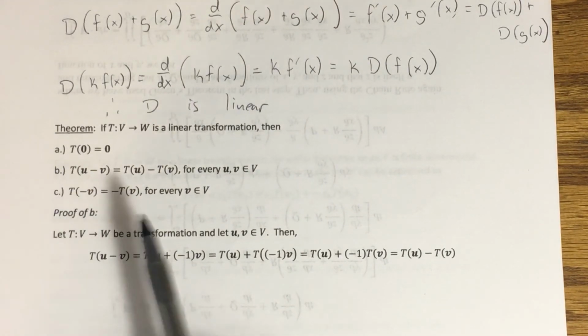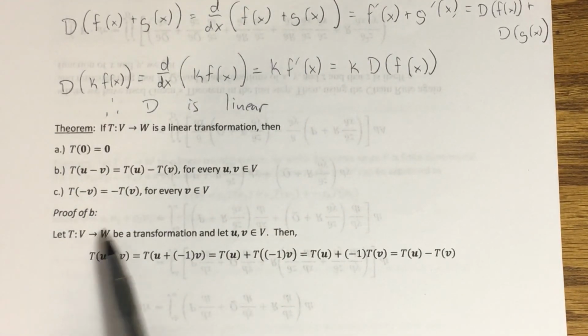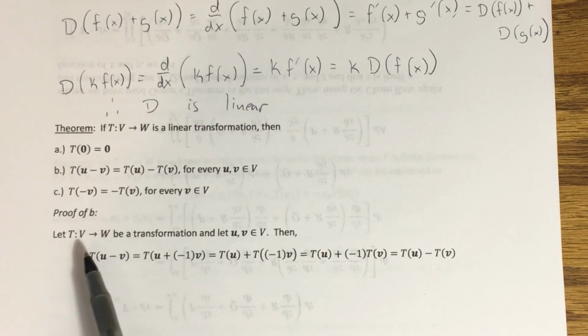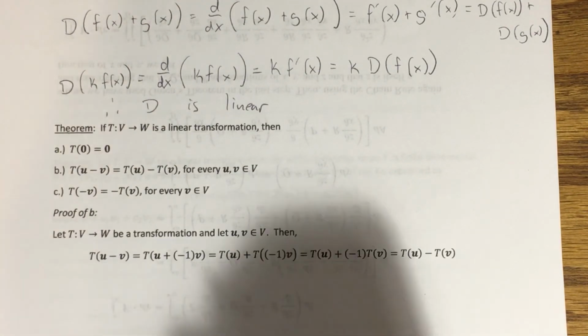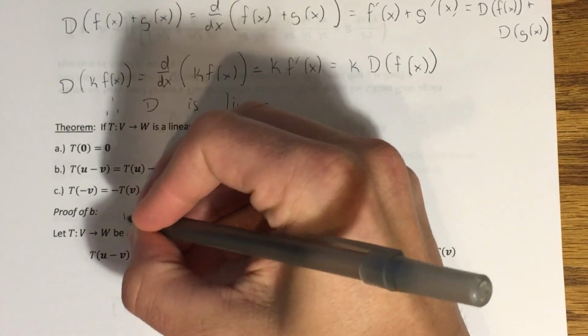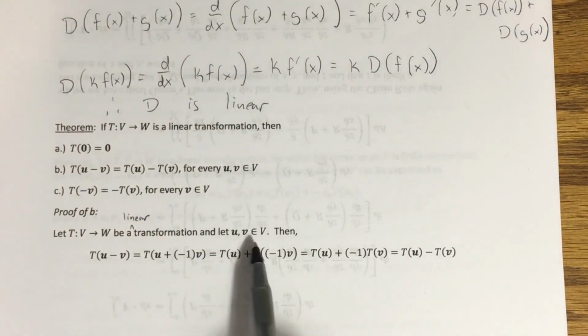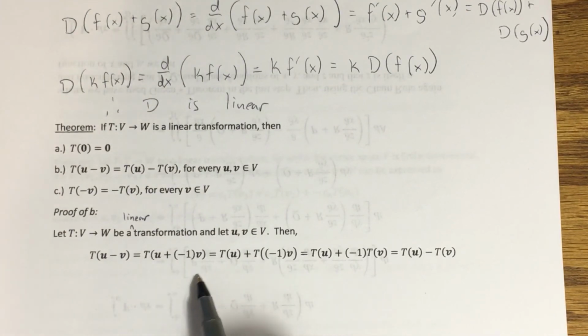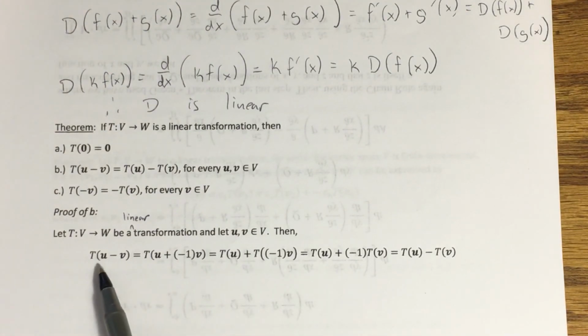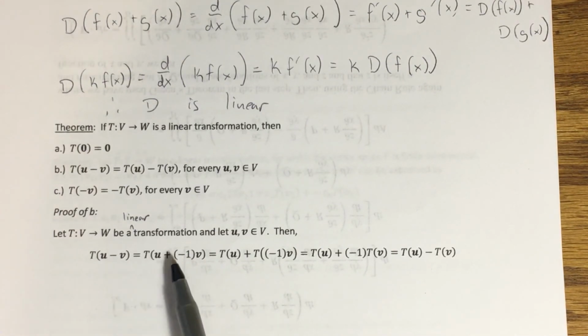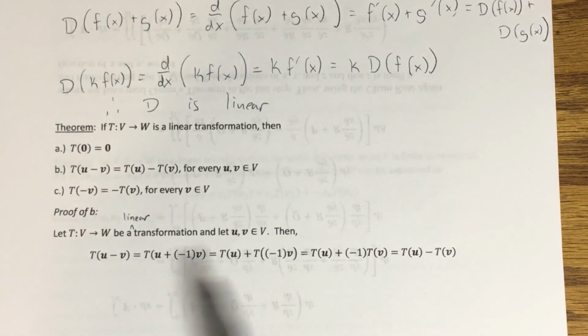Let's just prove part B really quick. So let T be a linear transformation mapping V into W. Let u and v be any vectors in V. Then if I were to try and evaluate T of u minus v, I know that this is the same thing as u plus -1 times v. We've used this method for thinking of subtraction in terms of addition many times in the past.